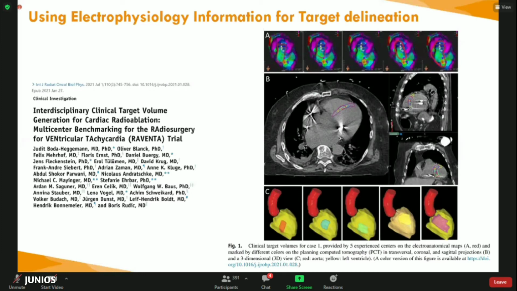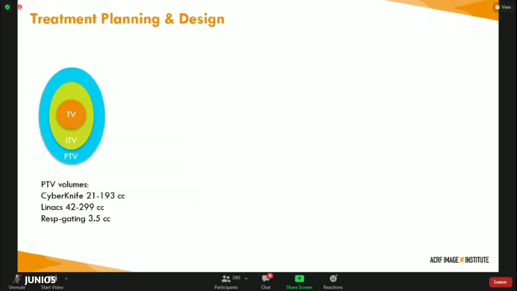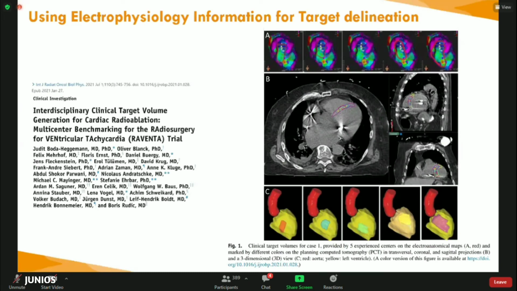in the bottom row. This clearly illustrates a loss of agreement during the transfer process from the electrophysiology studies to the planning CT. These findings emphasize the importance of performing cardiac radioablation under well-defined protocols and in clinical trials with benchmarking.